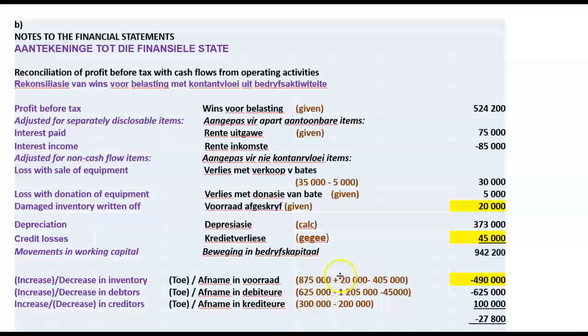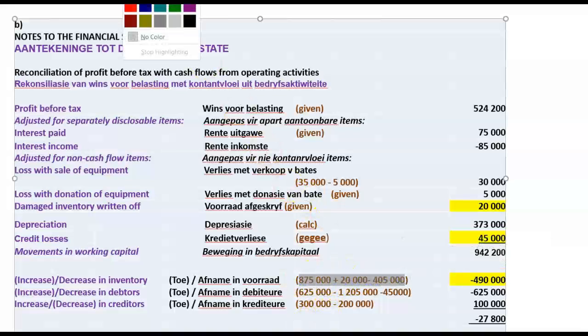So 875 plus the 20,000. Guys, this is very important. Less last year's balance of 405,000 will give you then your movement in inventory. There was an increase in inventory, quite a large increase in inventory as well, and that was an outflow of cash of 490,000. Debtors we have done.